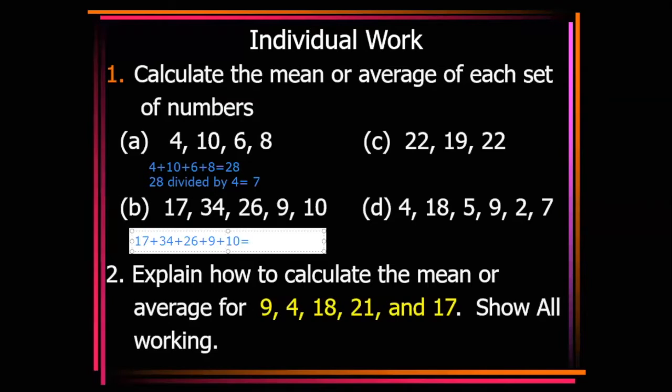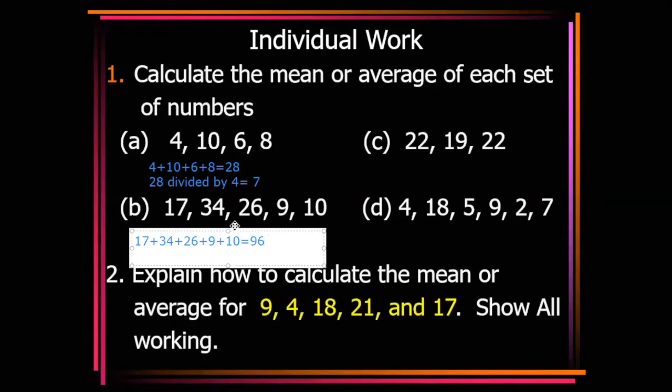Okay, let's try this. What is 17 plus 34? Good job, 51. What is 51 plus 26? 77, good job. What is 77 plus 9? Good job, 86. What is 86 plus 10? 96. The sum of question B is 96.